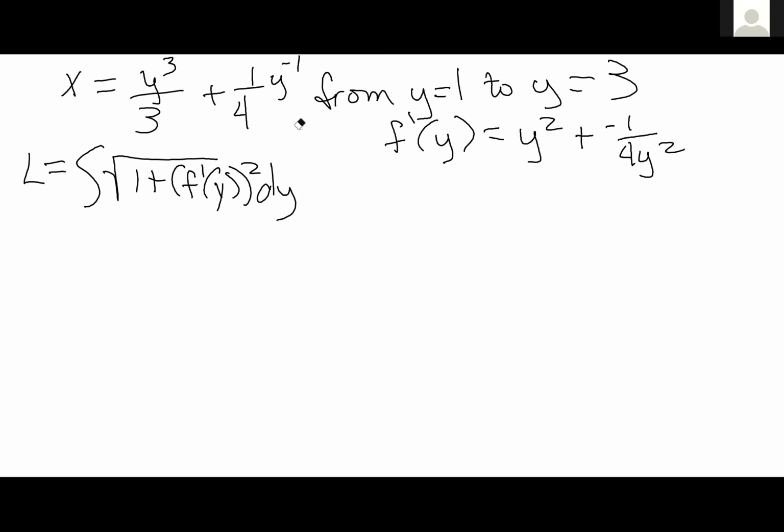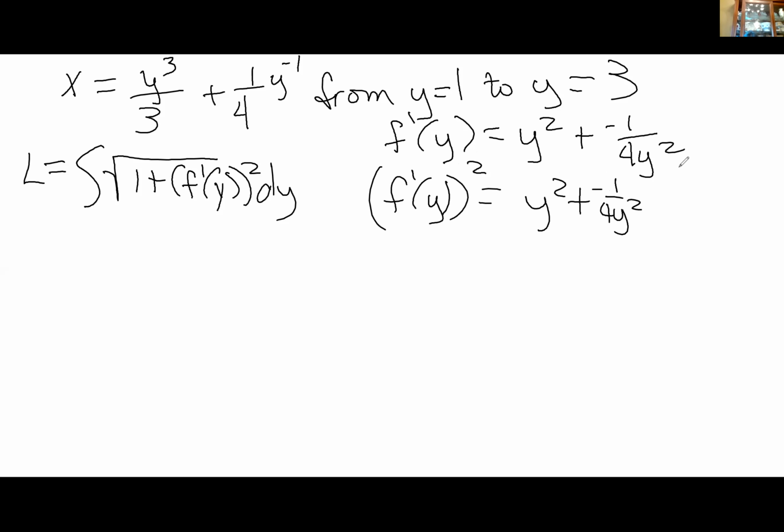Okay, so let's do that. Let's square this thing. Now, how are we going to square this binomial? Square, double square. Square, double square. I want her to rewrite it as -1 over 4y. There you go. Okay, and we're going to square it.